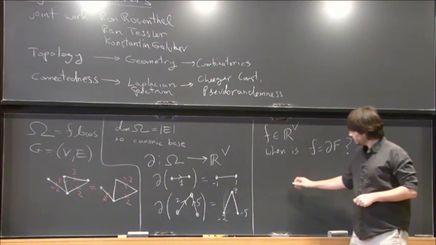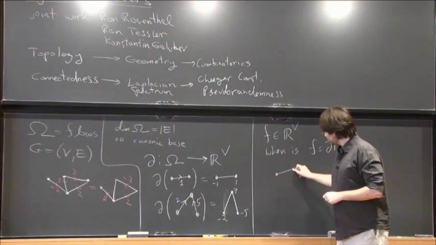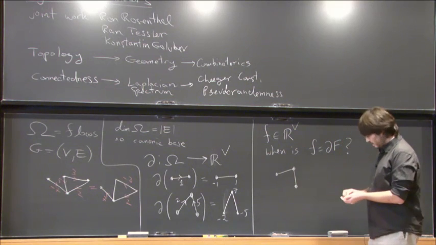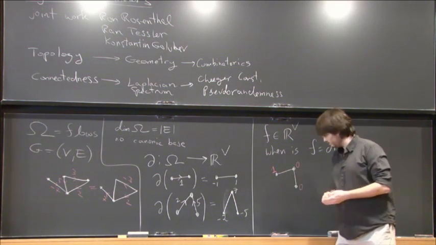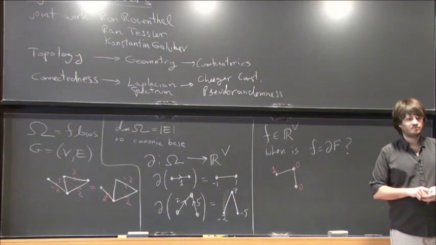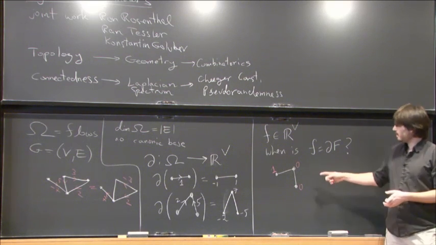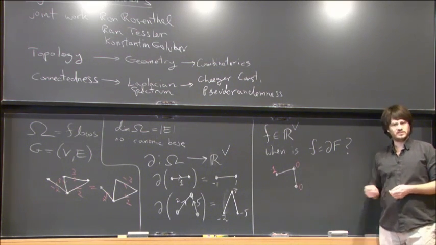So let's take this and put here 1, 0, 0. Can you build a flow whose boundary is this function?